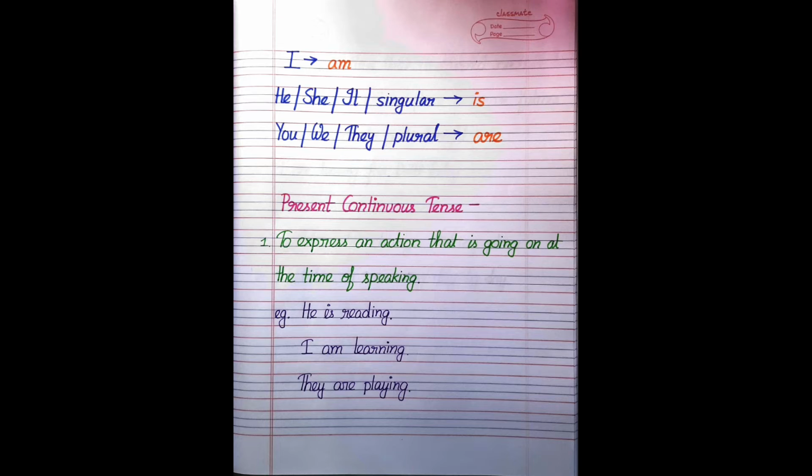Now, let us see when we can use present continuous tense. To express an action that is going on at the time of speaking. That means whenever a speaker is discussing something that is actually happening at the same time, we can use present continuous tense. For example, he is reading. I am learning. They are playing.